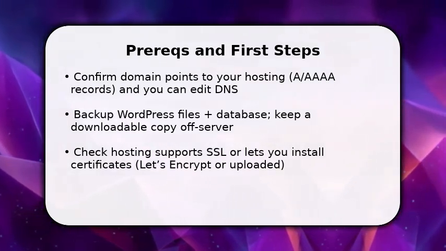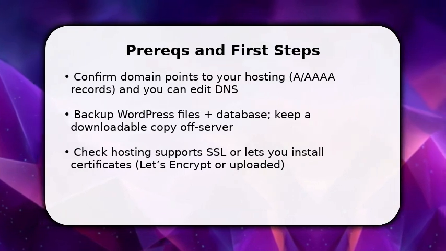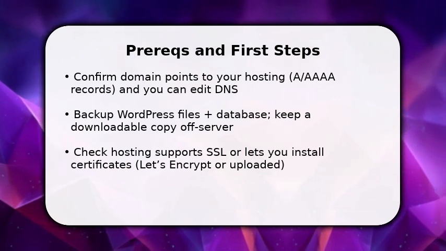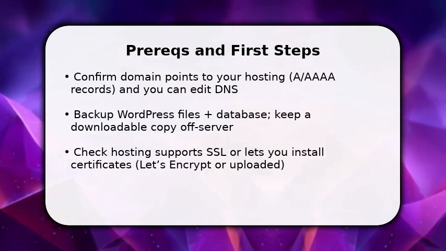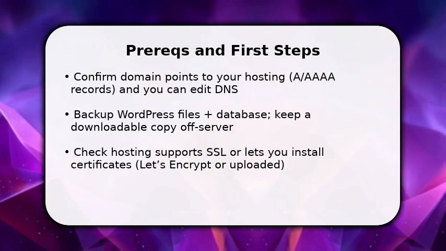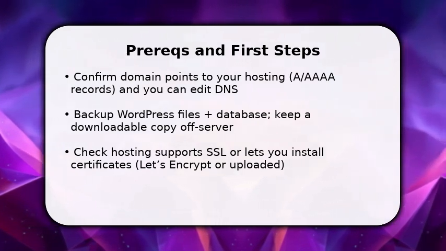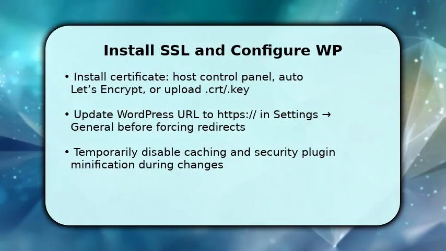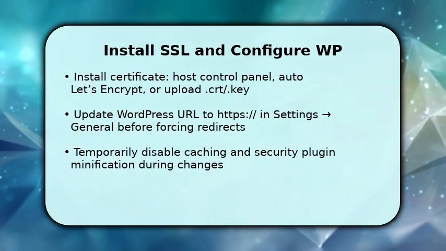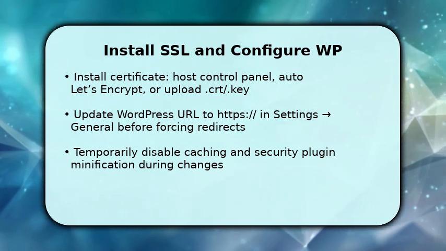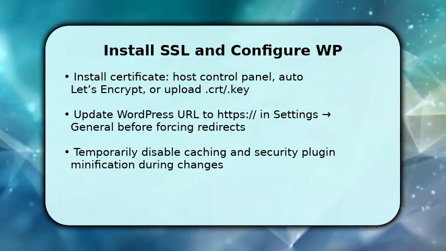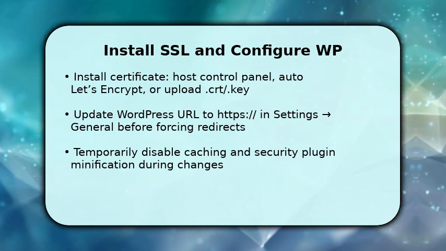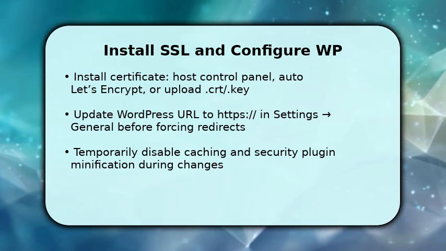While you prepare DNS and backups, open your WordPress admin and note active caching or security plugins, because those settings will need temporary adjustment during the HTTPS switch. Now install the certificate via your host control panel or use Let's Encrypt. Alternatively, upload the CRT and key if provided. Once the certificate is active, change both WordPress address and site address to https:// in Settings > General.